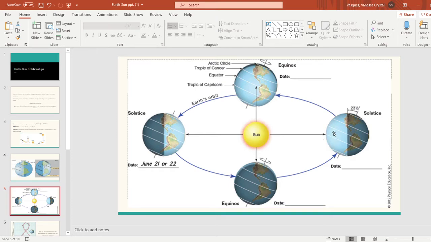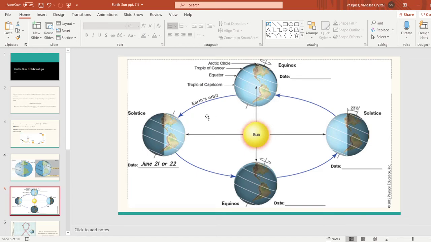So the reason we have seasons is because of Earth's tilt. As you can see, the tilt is facing away from the sun, so it's hitting the southern hemisphere. That's why for us, it's known as the winter solstice, because we are not getting as much sunlight as the southern hemisphere. And again, for the summer solstice, the tilt is facing the sun, so that's why we're experiencing summer, because we're getting the vast amount of sunlight.